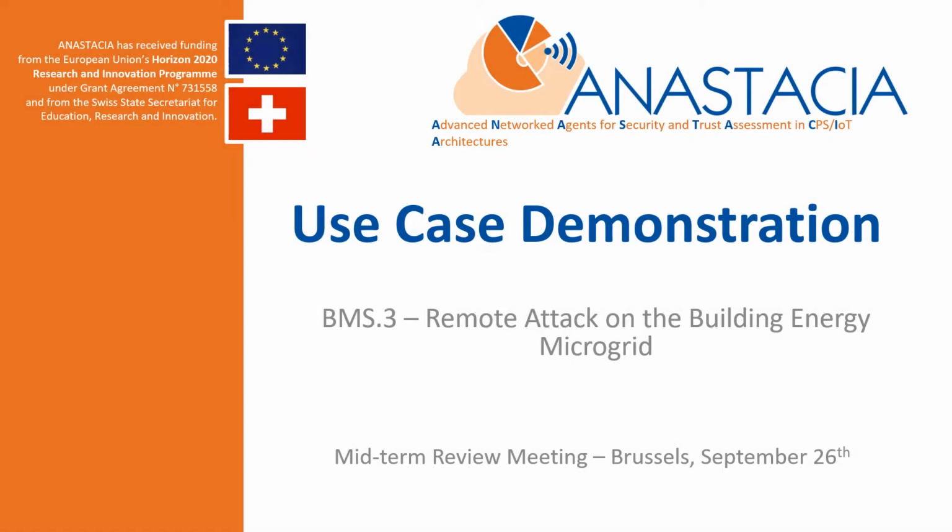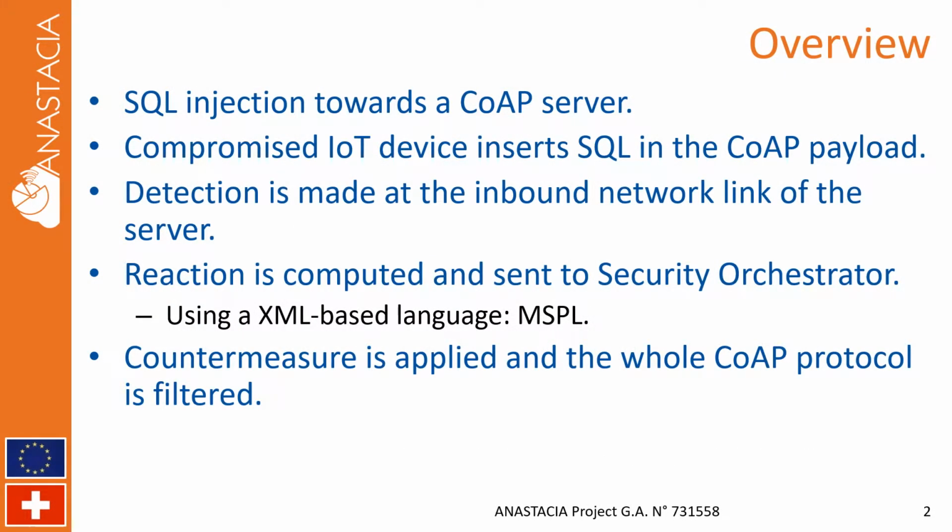This is the demonstration video of the ANASTACIA use case BMS.3, a remote attack on a building energy microgrid. In this scenario, we will see an SQL injection towards a CoAP server, where a compromised IoT device will insert SQL in the CoAP payload. The detection will be made at the inbound network link of the server, so we'll be able to protect the server from any attack incoming not only from the IoT network.